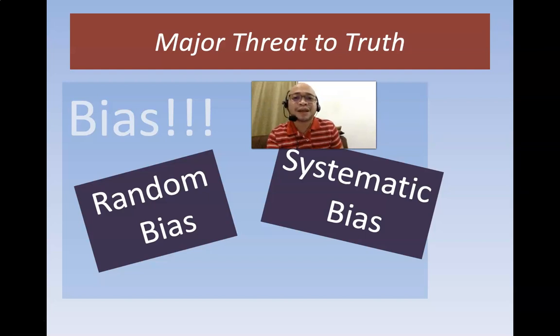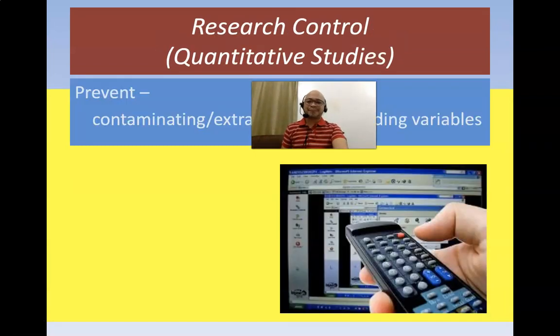So that's the reason why, particularly if you're doing clinical trials, it is very important that we do the randomized controlled clinical trials, so that somehow we eliminate this particular type of bias. So a systematic error or a systematic bias refers to deviations that are not due to chance alone. Okay, so these are the major threat to truth, bias.